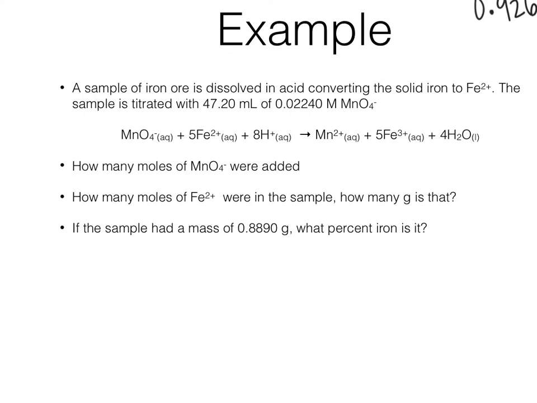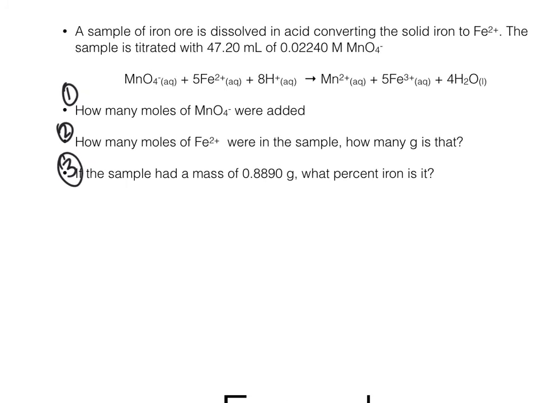A sample of iron ore is dissolved in acid, converting the solid iron to iron 2+. The sample is titrated with 47.20 mils of 0.02240 molar manganate ions using the following balanced equation. In this case, there are three questions. How many moles of MnO4 were added? Well, we have the molarity and the volume, so it's relatively simple. I'll title these 1, 2, 3 so that we can go looking for that a little bit further down the page. In equation number 1, we're going to take our molarity, split it out, and multiply by the volume.